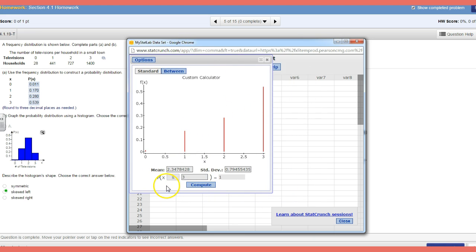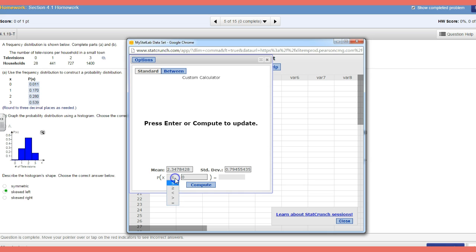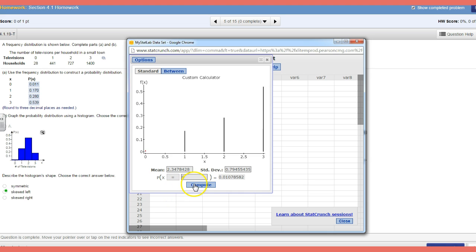When you get your calculator here, this area gives you the probabilities. You're trying to find the probability when x is 0. So you simply change this to a 0 and change your less than sign to an equal to sign. And bingo, your probability is right there. Now your probability is 0.0107. Rounding it off, this is what you get.